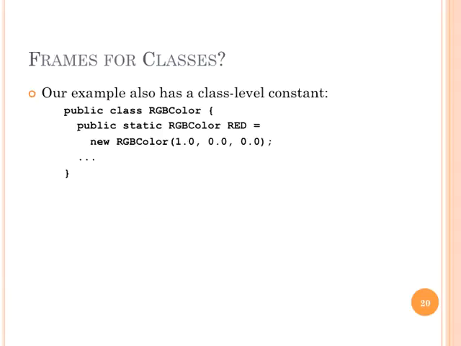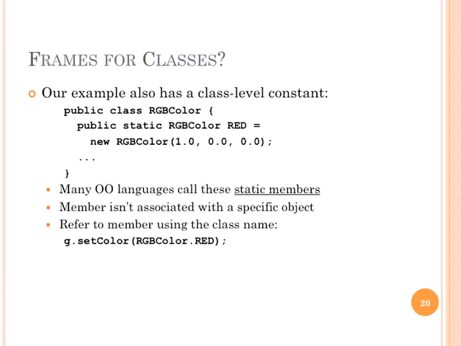The last thing that we need to figure out is this class level constant. Notice we have this public static RGB color red. This is, again, a common feature in most object-oriented languages. C++ has static, Java has static. Java relies on static heavily because everything in Java has to live within a class. So when people want a top-level function that's not associated with objects, they have to make it static. If they want some constant that's a top-level constant, kind of like a global variable or a global constant, they have to use static to declare it.